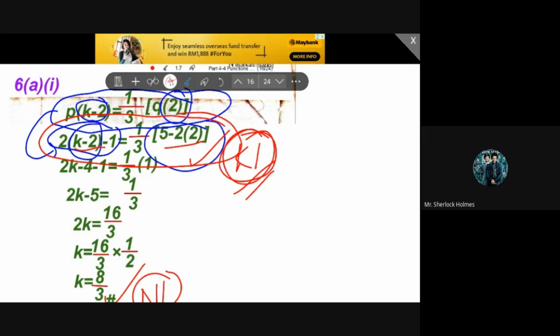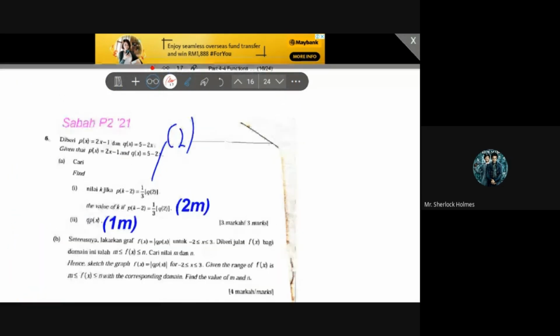So this is like tips lah. Cara kamu nak score dalam exam untuk add maths. So everyone okay? I proceed. So now you can try 6A2 for everyone. So 6A2. Okay. So 6A2, this is the question.